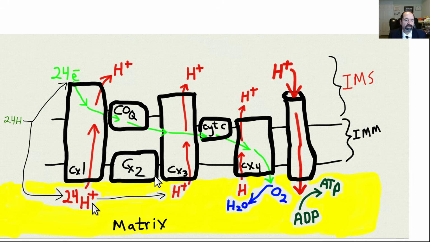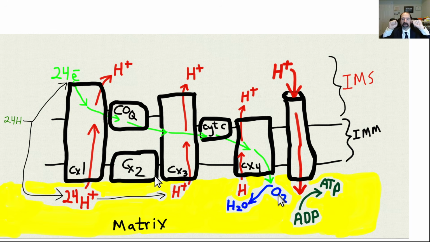H plus is a proton. A proton is really just like the hydrogen nucleus. A typical hydrogen has one proton and one electron. That's what hydrogen is. All right, so the electrons are passed through the electron transport chain in the inner mitochondrial membrane, and they go from the first complex, complex 1, and then they're passed progressively to more aggressive electron grabbers. Then they get to complex 3, and finally to complex 4, and then the electrons are passed to oxygen.